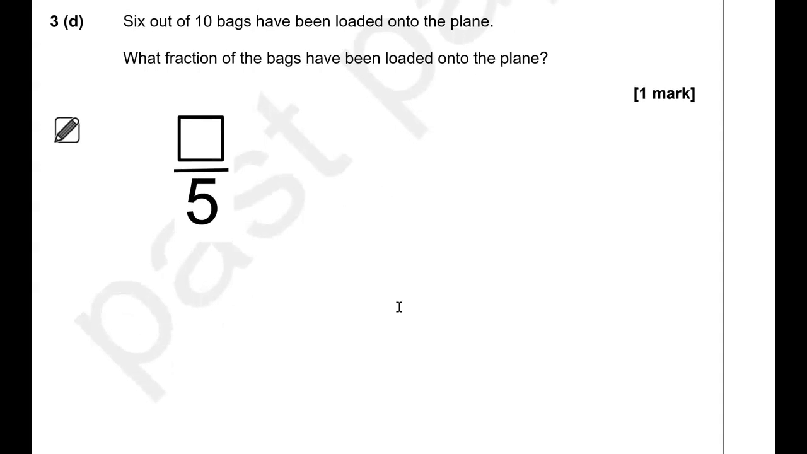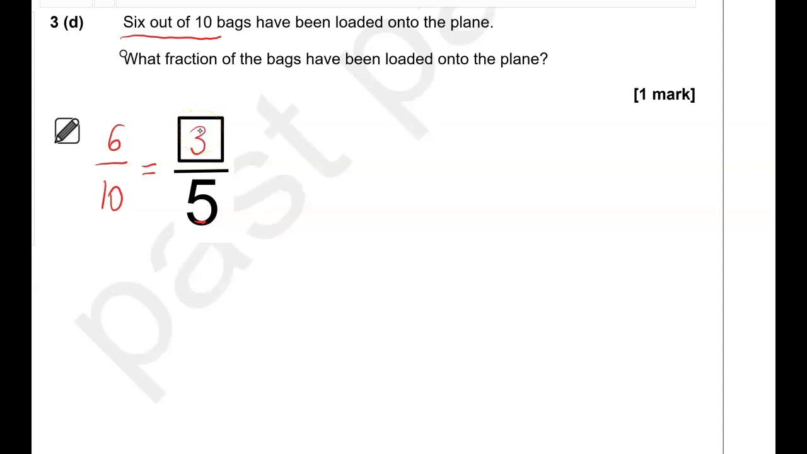Six out of 10 bags have been loaded onto the plane. What fraction of the bags have been loaded onto the plane? So 6 out of 10, which we write as 6/10. So what's this other fraction that is equal to 6/10? We've got half of 10 here, which is 5, so half of 6 will be 3. So 3/5, which is the same as 6/10.